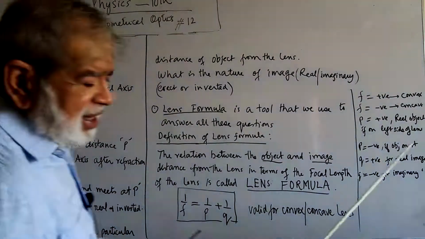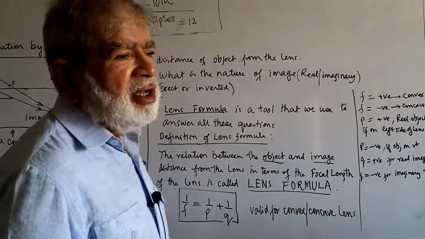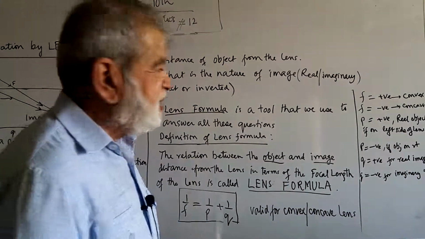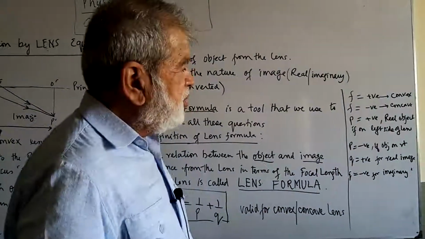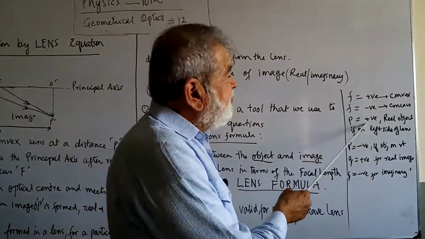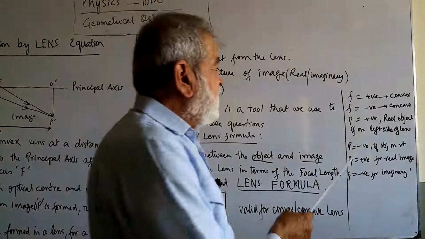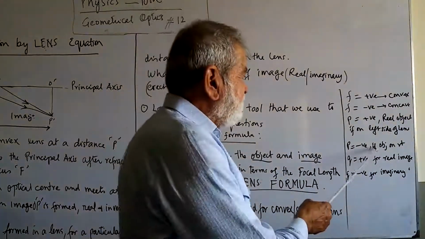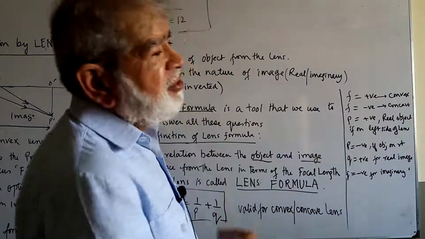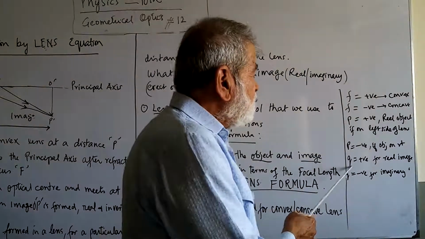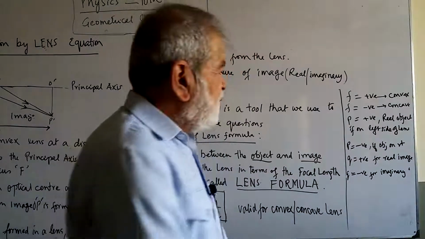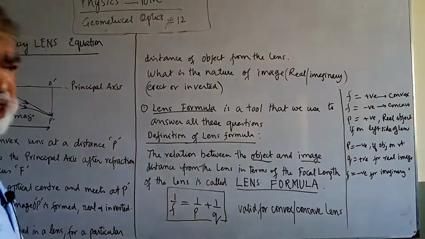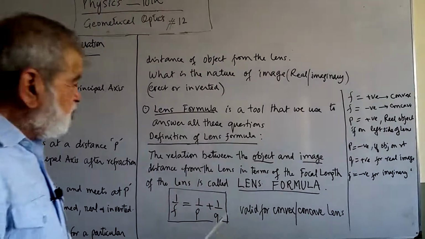That is, if the object is on one side of the lens and the image on the other side, then if the object is on the left side, P is positive. In other words, P is positive for real objects and P is negative for virtual objects, or P is negative if it is on the right side. Q is positive for real images and Q is negative for imaginary images. So these are the things you have to keep in mind when using the lens formula.